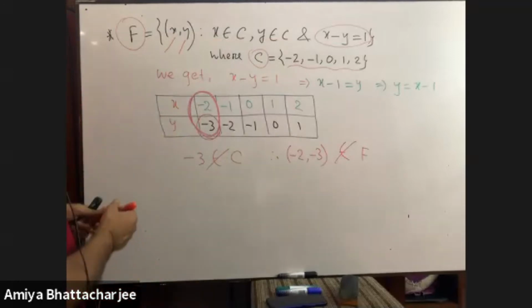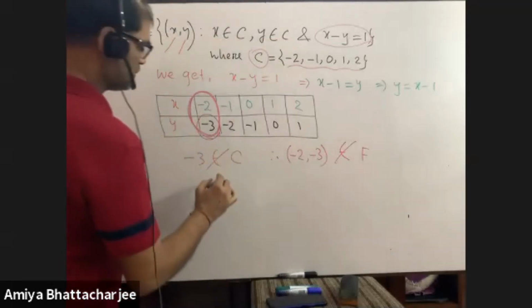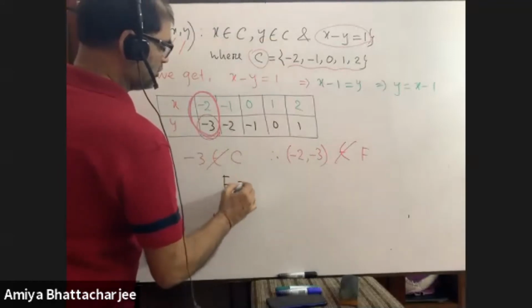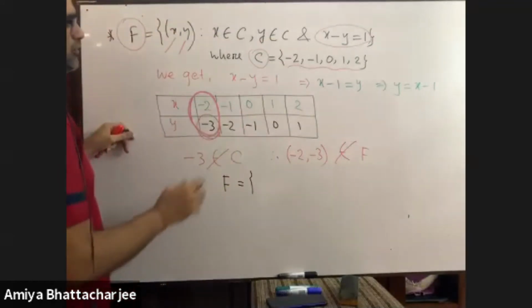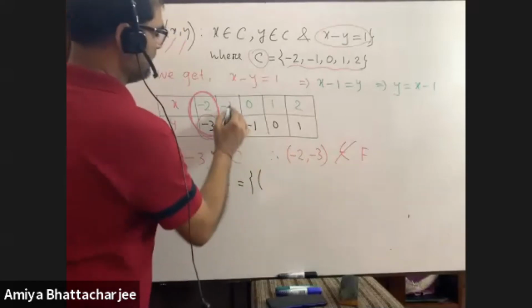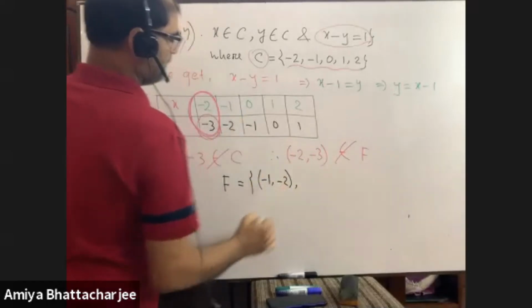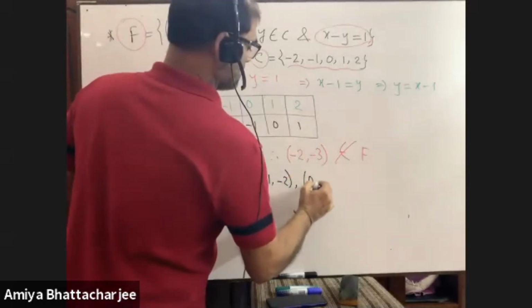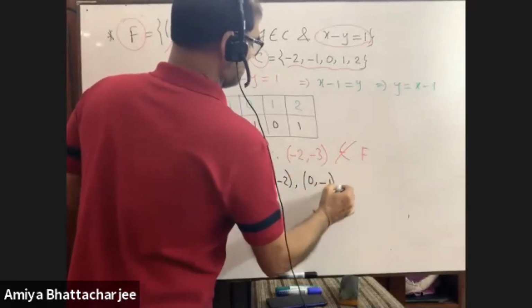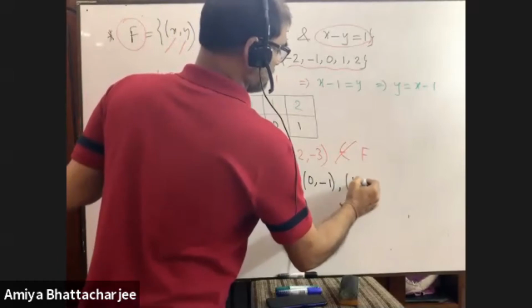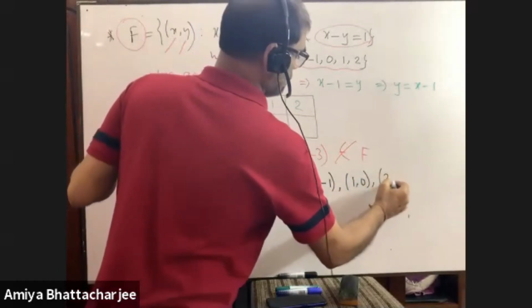Then what comes to conclude? So F equals to what? Can you please tell me? F equals to (-1, -2), (0, -1), (1, 0), and (2, 1).